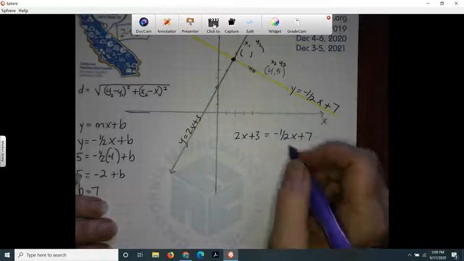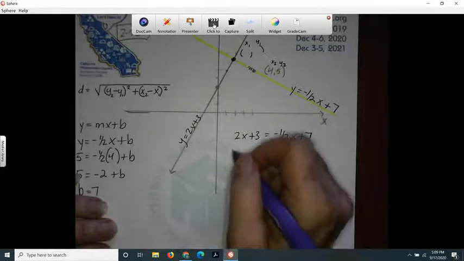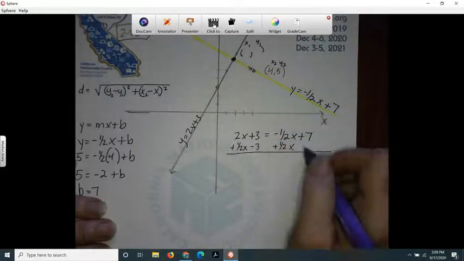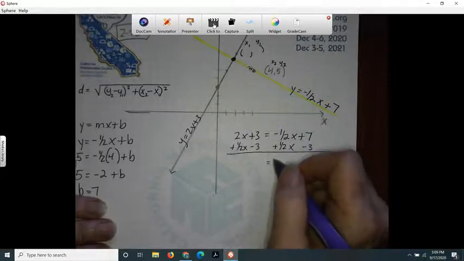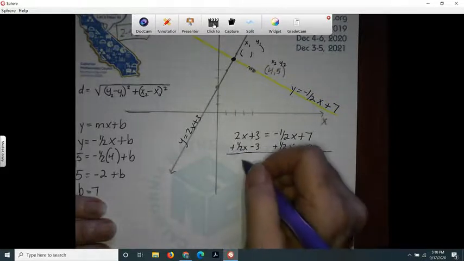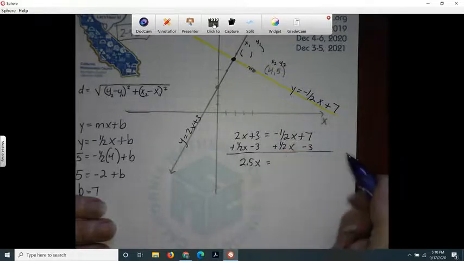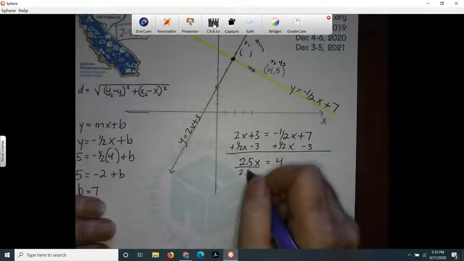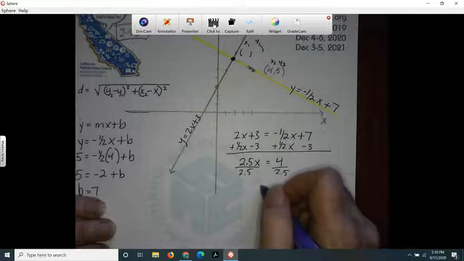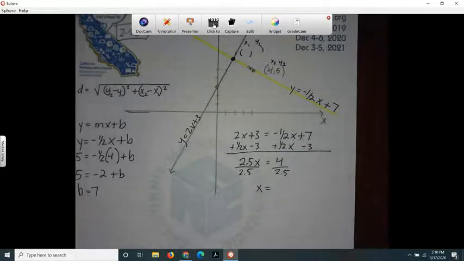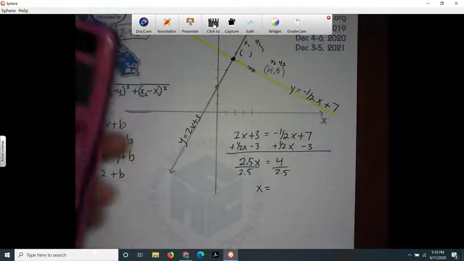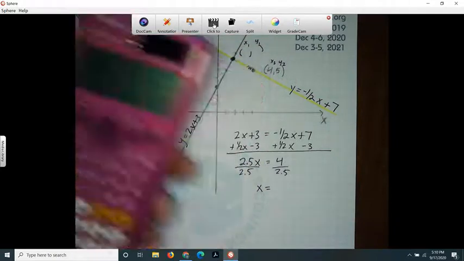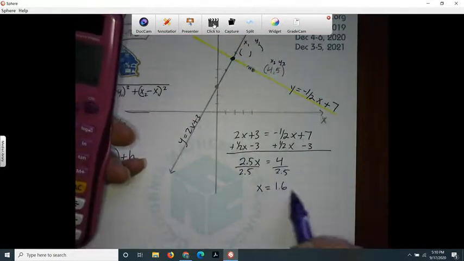Get all my x's together. I'll add half x to both sides. Maybe I'll minus 3. And then that'll give me 2.5, well, I'll call it 2.5, and 4. And I'll just use a calculator because I have a feeling that before this is all over, there's going to be decimals in our math. So 4 divided by 2.5 is 1.6. So now I know that this is 1.6.